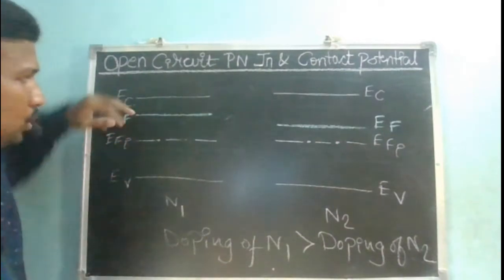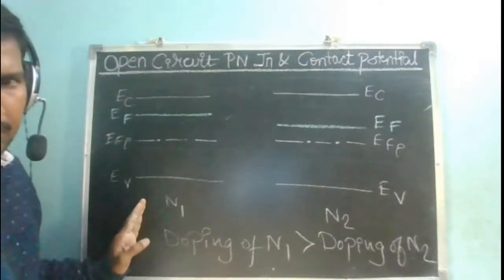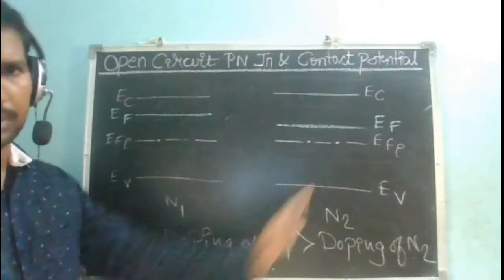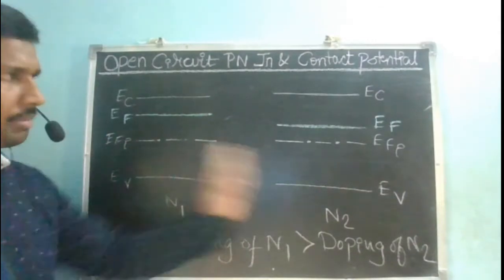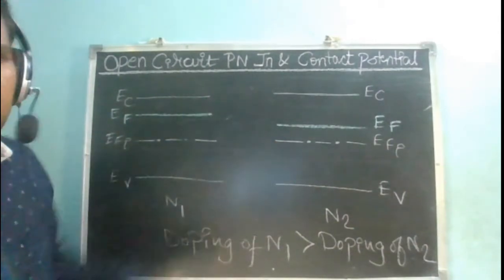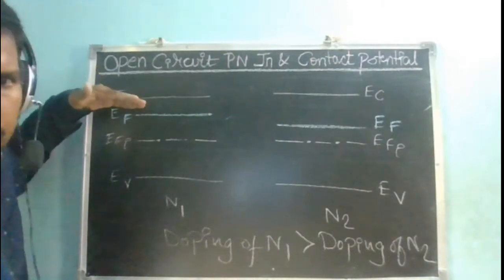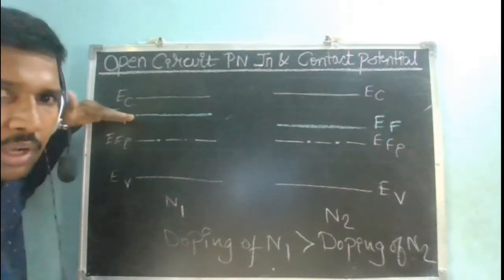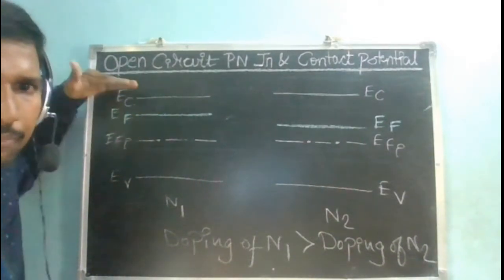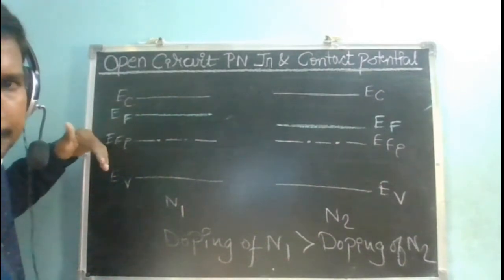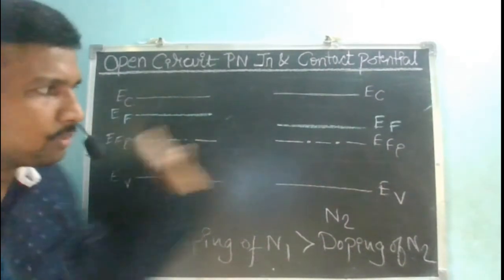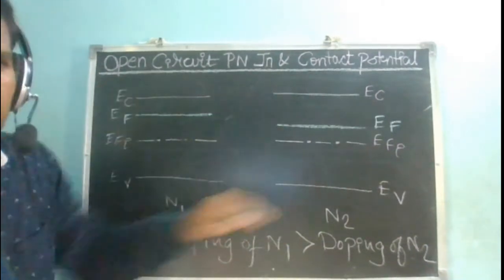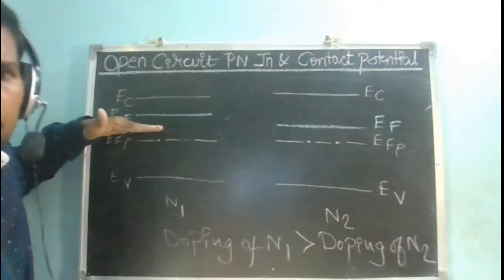Yes, sir. So when there are more electrons on the N1 side and I make a contact between N1 and N2, electrons will move from here to here. Yes or no? So when electrons move from here to here, what happens? Electrons are moving away from N1, that means electrons are getting reduced. That means EF is going to move downwards, away from EC, because electrons are moving to the other side. When a junction is formed between N1 and N2, my EF moves downwards.